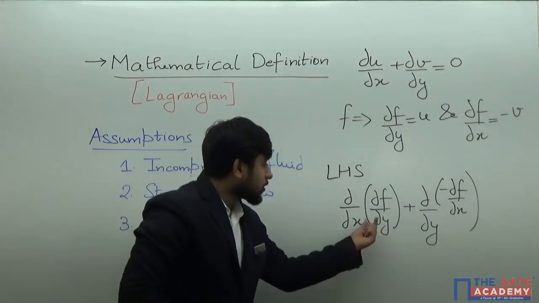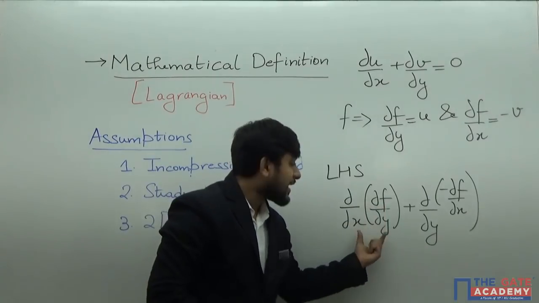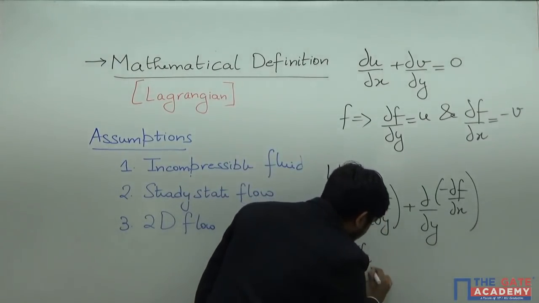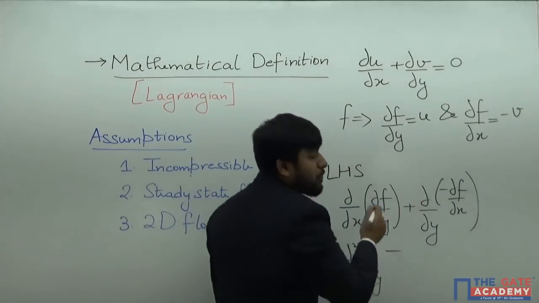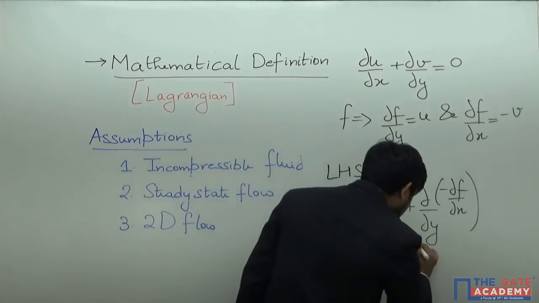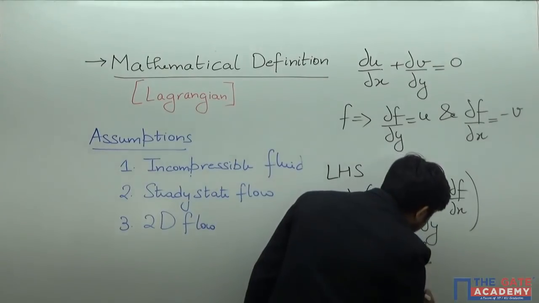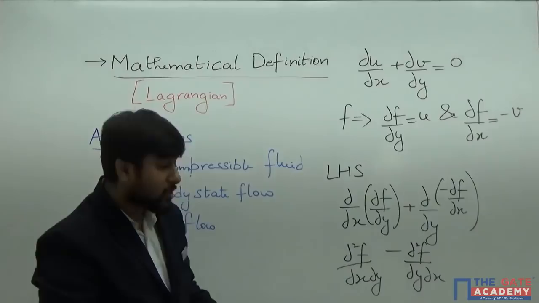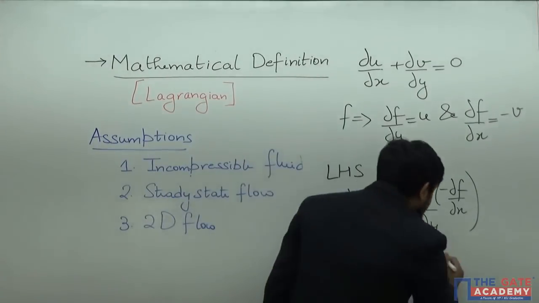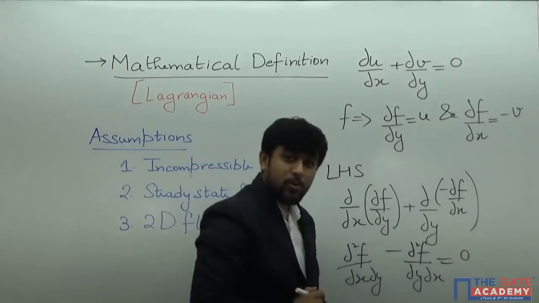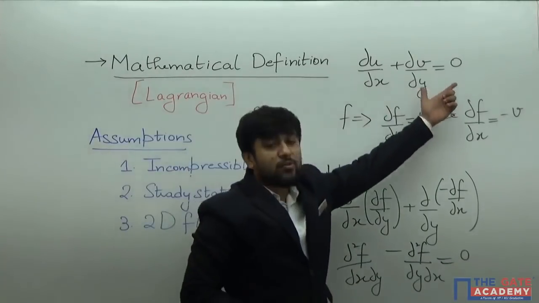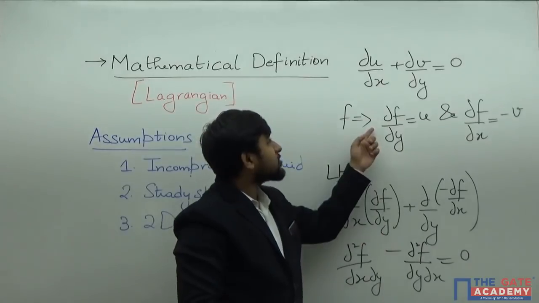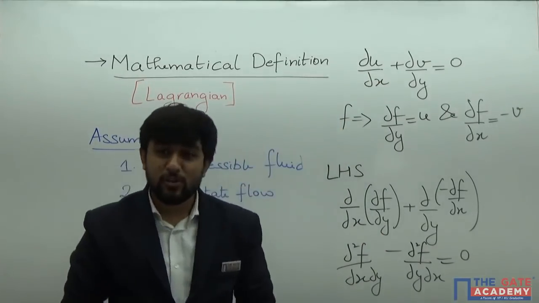So this becomes what? This becomes del square f by del x del y minus, will come out, del square f by del y del x. Since the two terms are equal on the basis of calculus, this minus sign means that the left hand side becomes equal to 0. So the left hand side and the right hand side of the continuity equation are being validated, are equal. Therefore f is going to satisfy the continuity equation also.